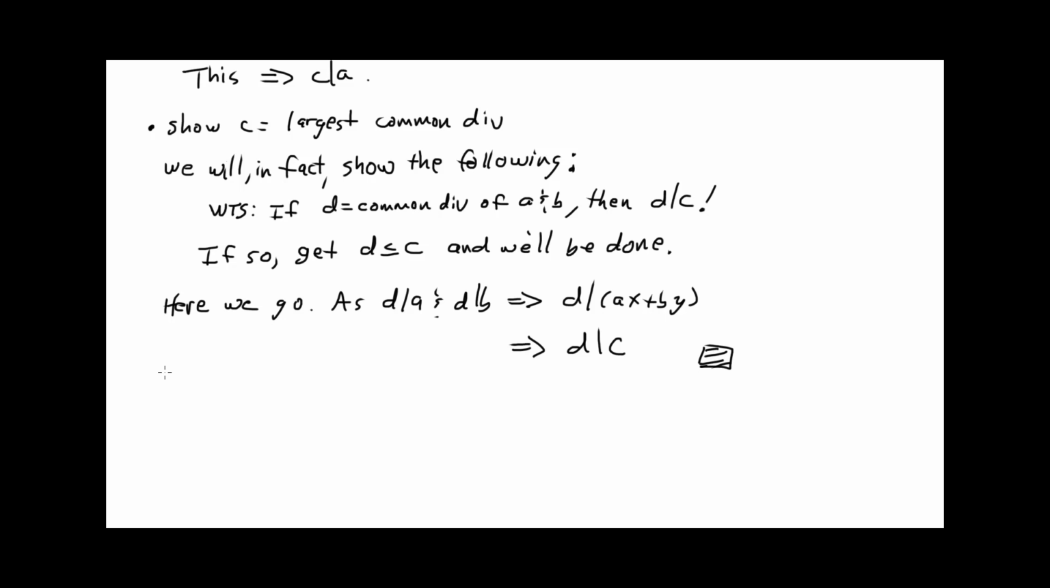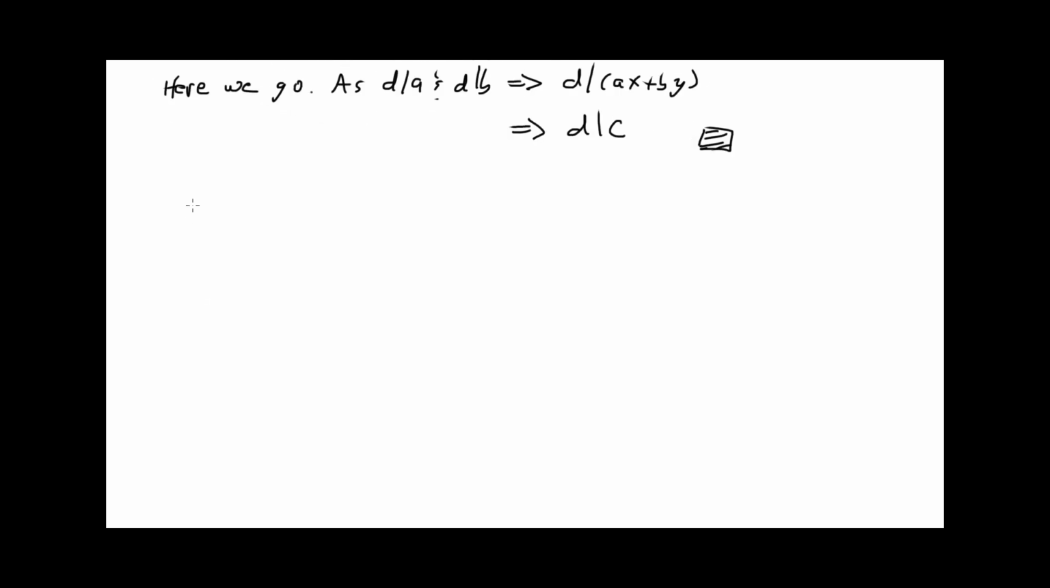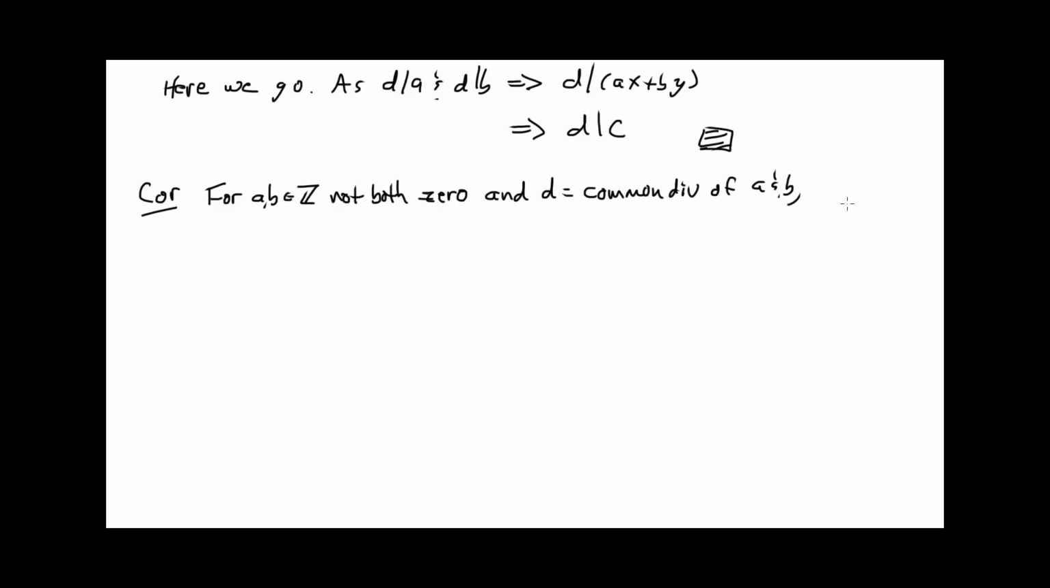All right, a corollary of the proof, the result we just showed, in fact, this last part, is the following. Again, for A and B integers, not both 0, and any common divisor D of A and B, then in fact D divides the greatest common divisor. I think the first time you see this, it's kind of surprising because initially the greatest common divisor was just the largest on the list, but it turns out it's a multiple of everything on the list.